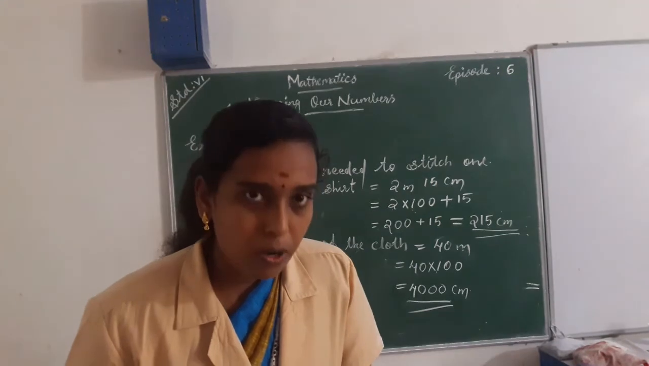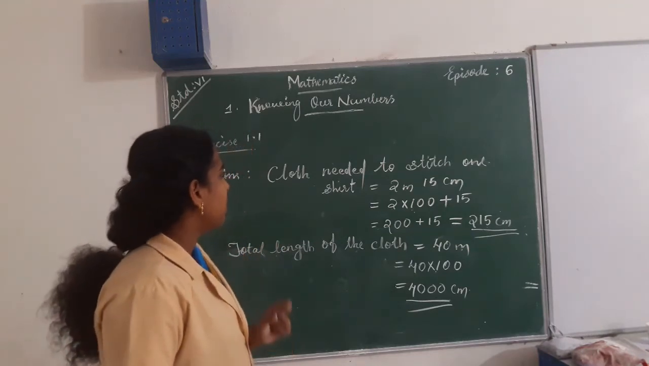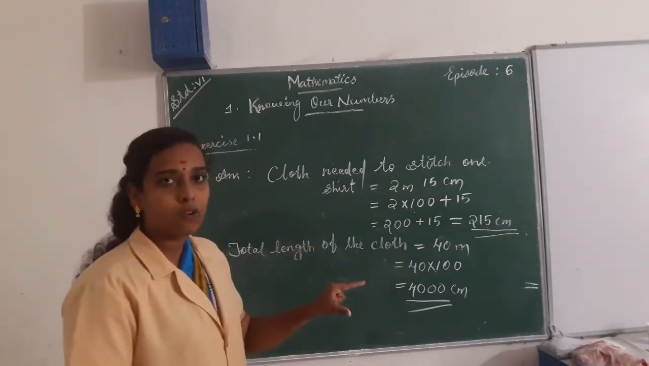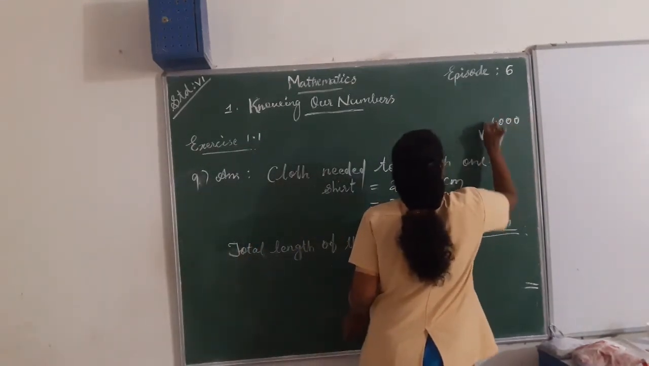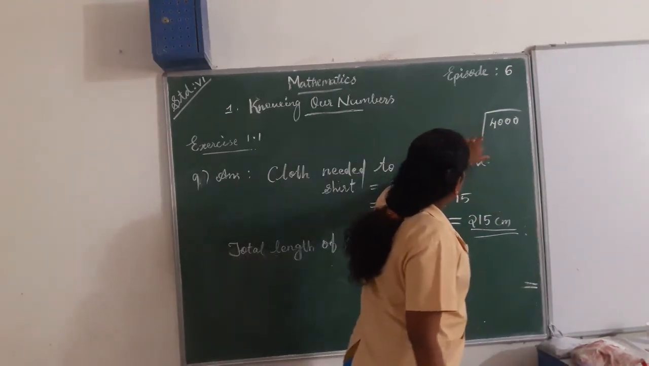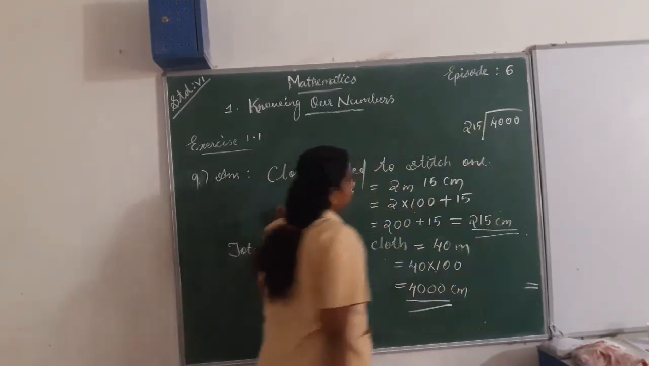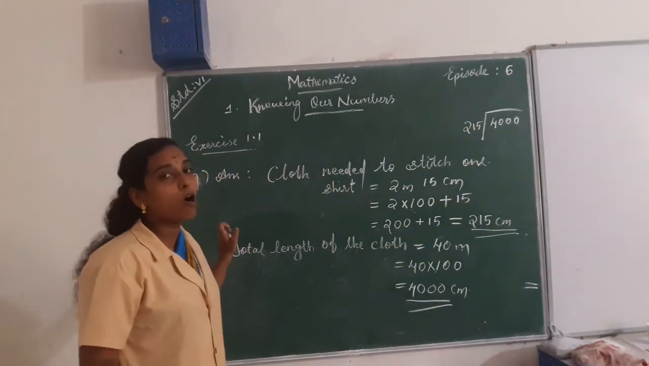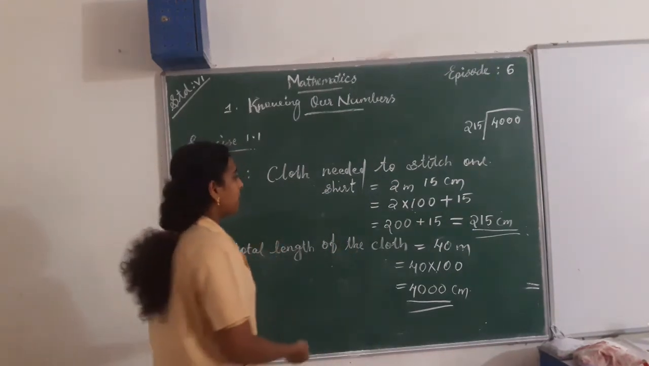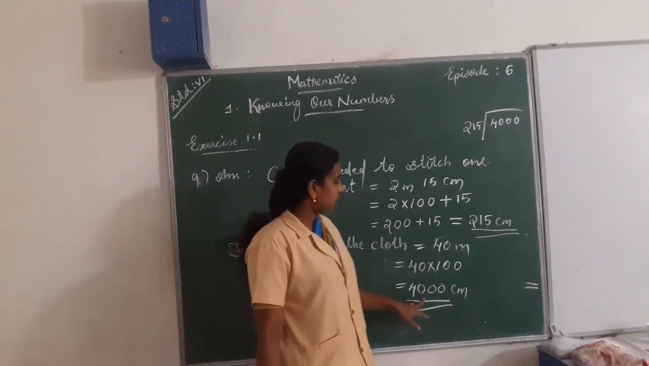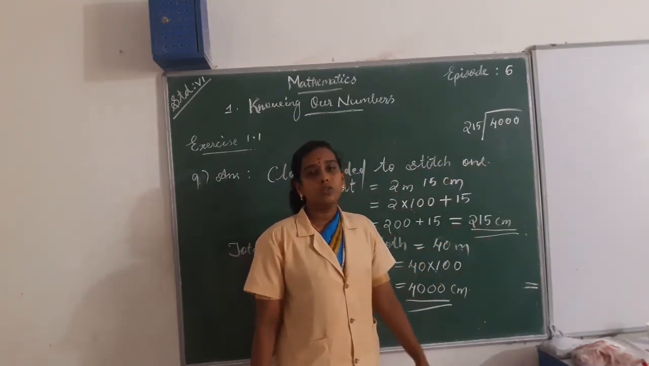For finding that number of shirts stitched, we use division. That is, we divide the total length of the cloth, 4000, divided by the cloth needed to stitch one shirt, 215, and we get the answer. That is how many shirts we can stitch using 40 meter cloth. For finding the number of shirts that we can stitch using 40 meter cloth, we divide 4000 by 215.